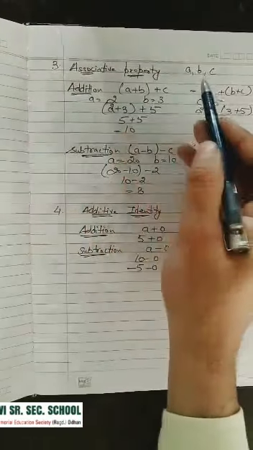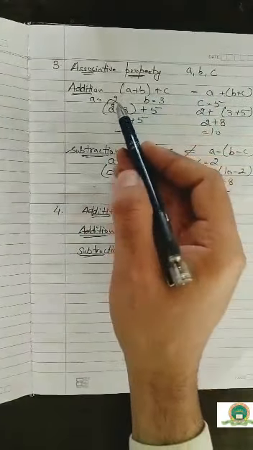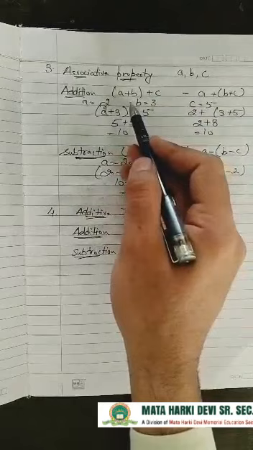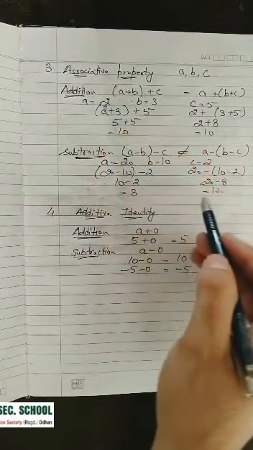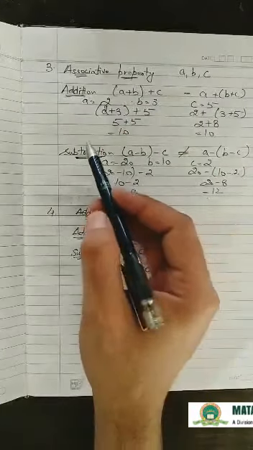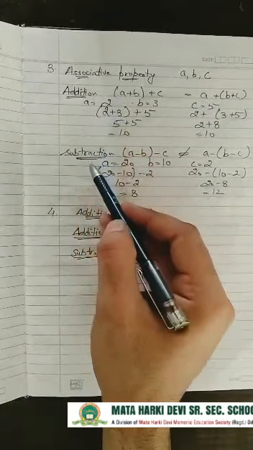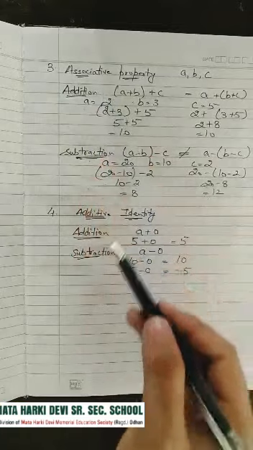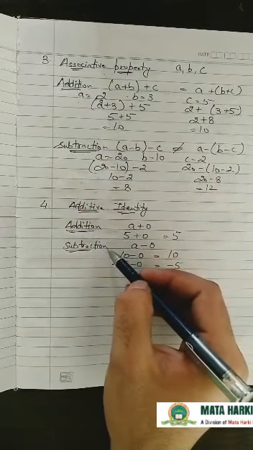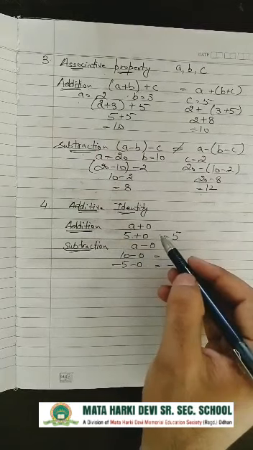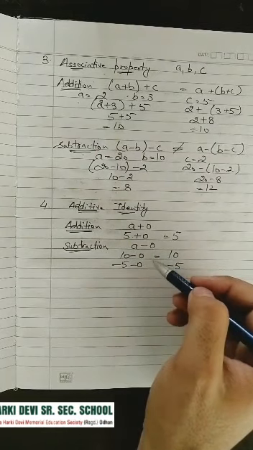In case of associative property, when we change the position in case of three integers, we got the same result for addition but different for subtraction. So addition is associative but subtraction is not associative. And the last property is applicable for both addition and subtraction, because adding or subtracting 0 from any integer gives us the same integer.